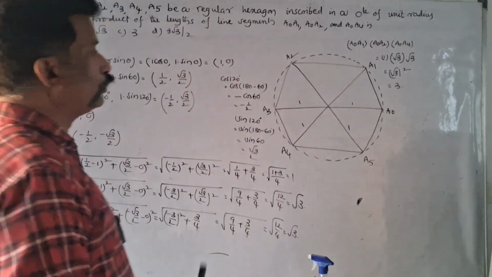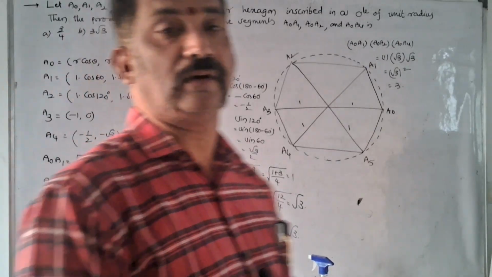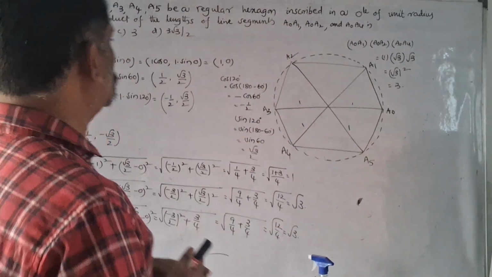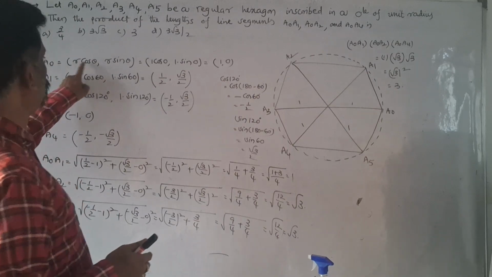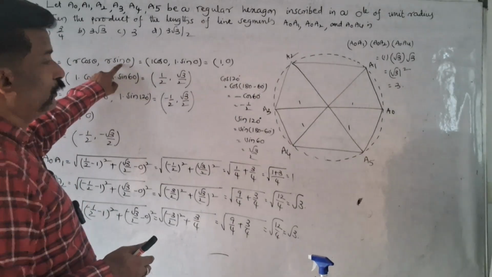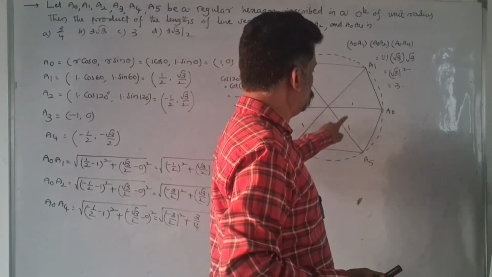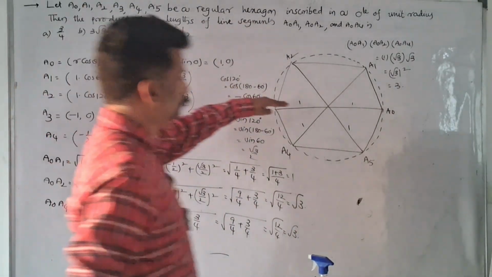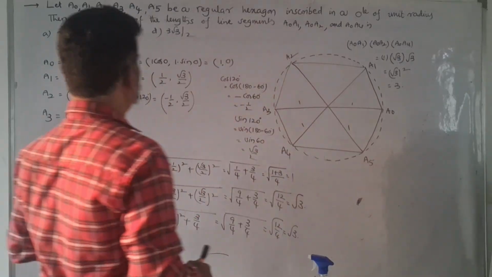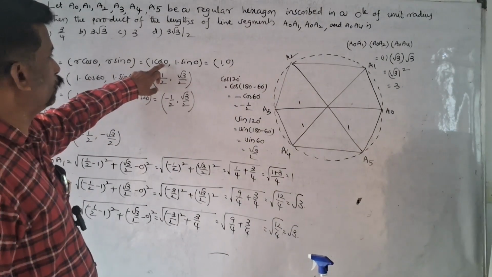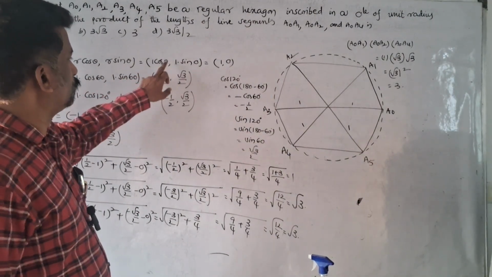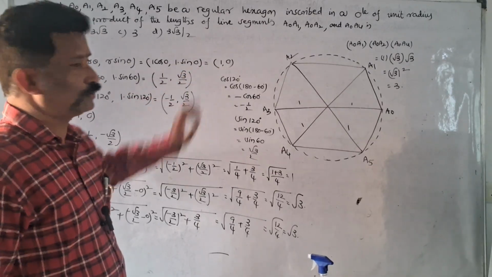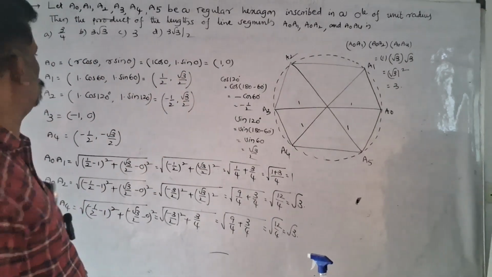Now how to find the vertices of a regular hexagon? Generally, parametric equations are r cos theta, r sin theta. For unit radius, r is equal to 1. With theta equal to 0 on the x-axis, cos 0 is equal to 1 and sin 0 is equal to 0. So A0 is 1 comma 0.